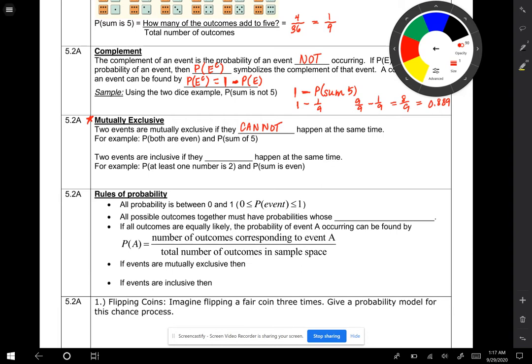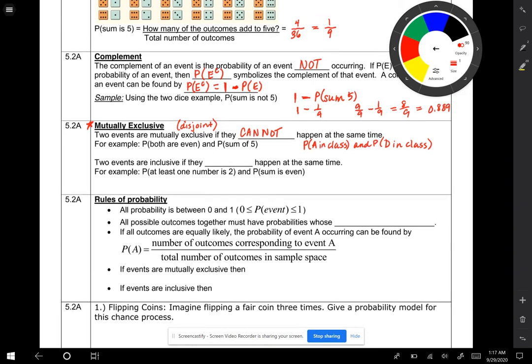By the way, mutually exclusive means the same thing as disjoint, and you might have heard that in a previous class. So if you see the word disjoint, it's the same thing as mutually exclusive. They cannot happen at the same time. Another example is the probability that you get an A in AP Stats and the probability that you get a D. Those can't happen at the same time. Either you get an A or you get a D, but you're not going to get both. All right. Two events are inclusive if they can happen at the same time.